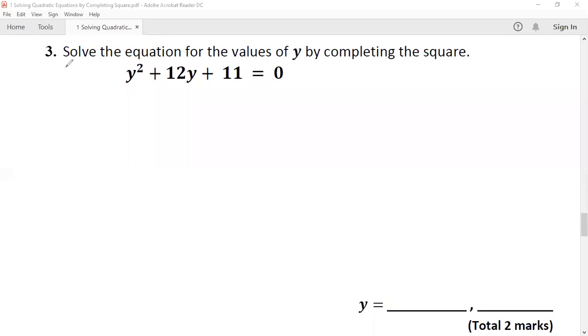Right, let's move to question number 3. It says solve the equation for the values of x by completing the square.